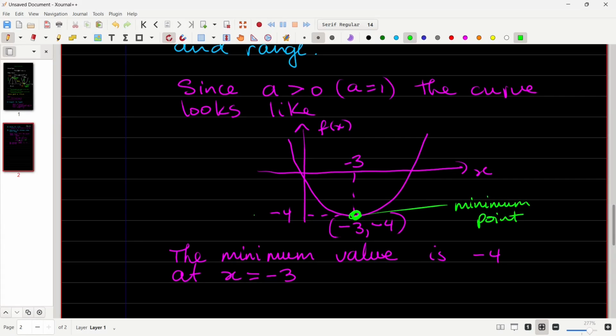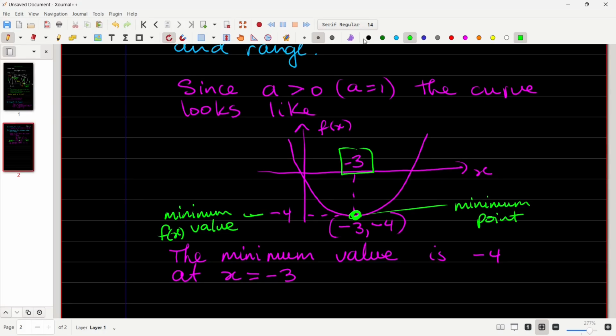Right? This is a minimum point. This is the minimum y value, or I should say function value. That's the minimum function value. That -4 there is the minimum function value. So it's telling me that this minimum function value occurs at x equal to -3.